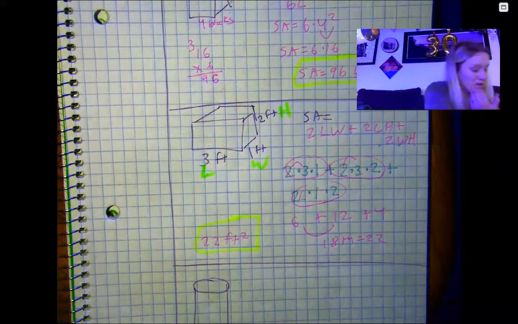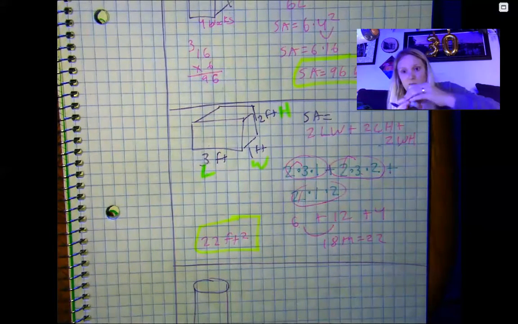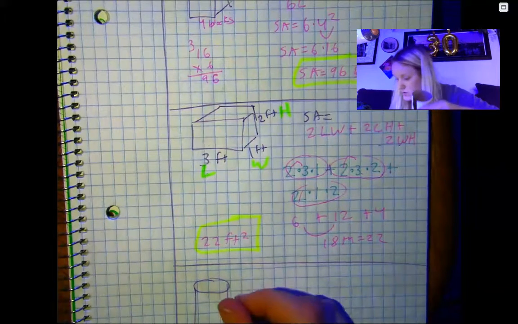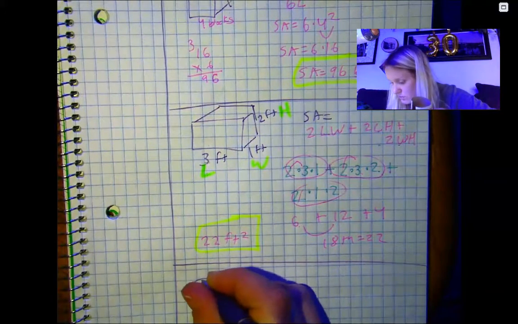Okay, let's pretend this toilet paper roll had a top and a bottom. We could figure this out. So we're going to call this height 10. We're going to call the radius 3.